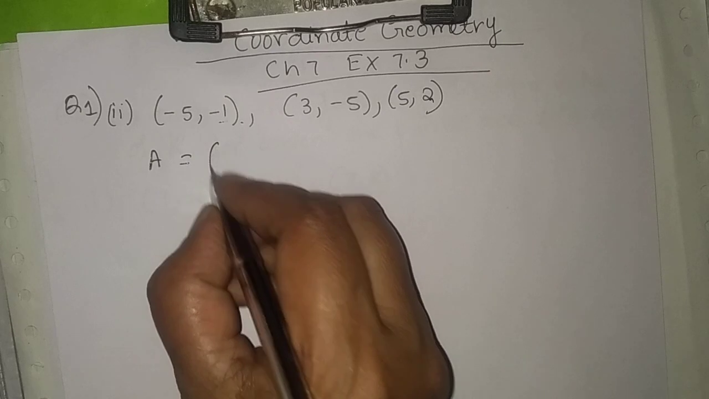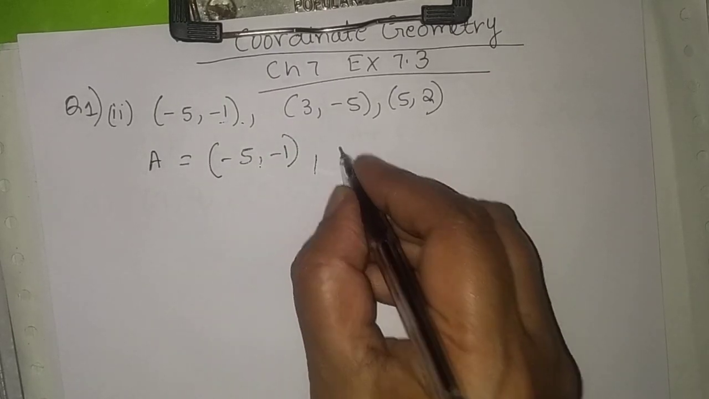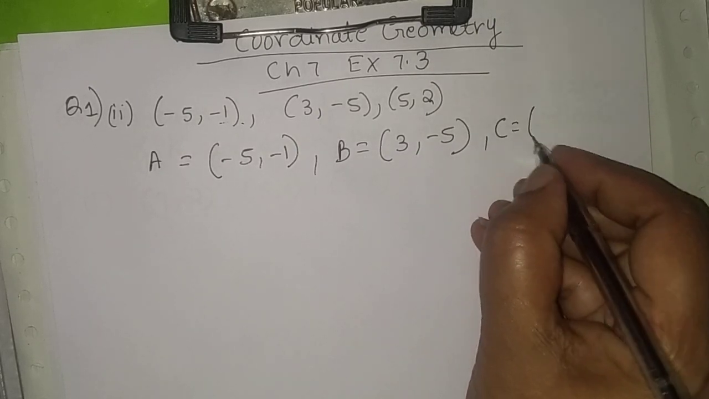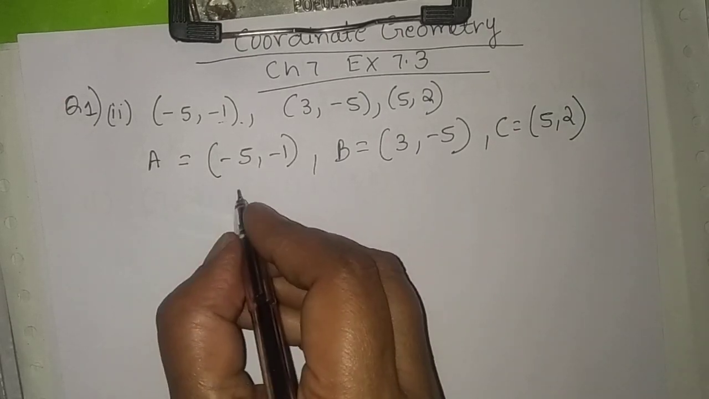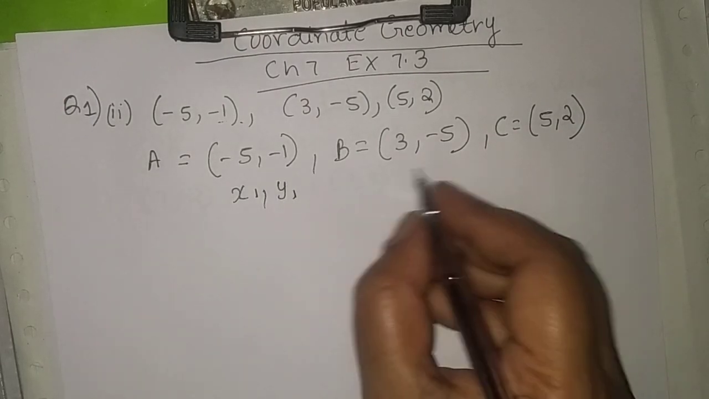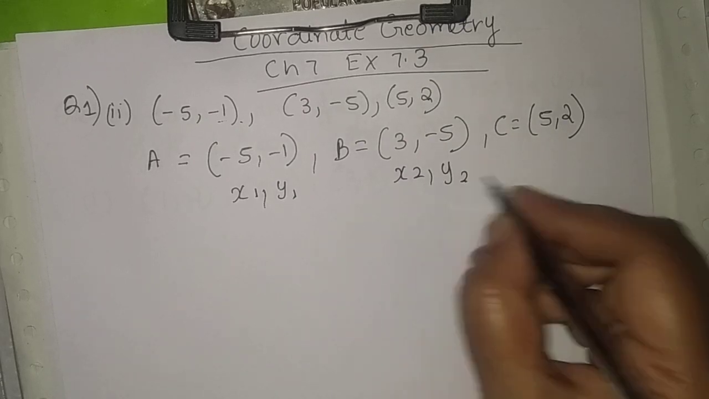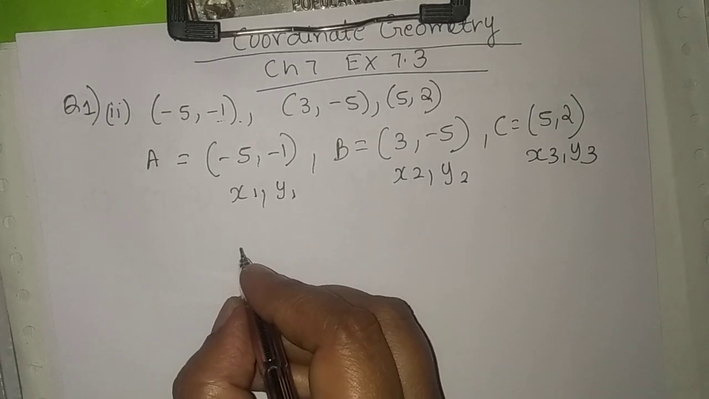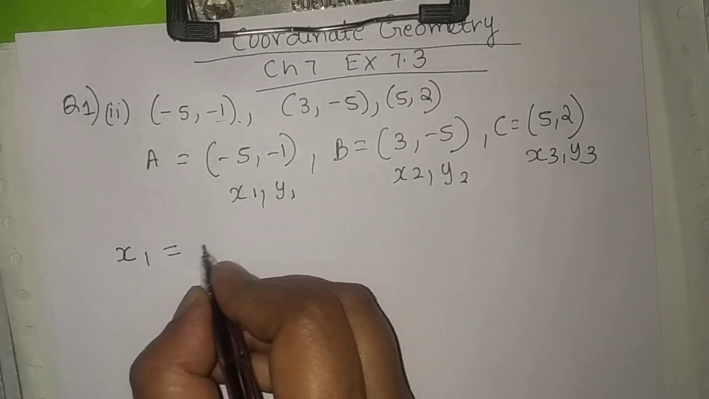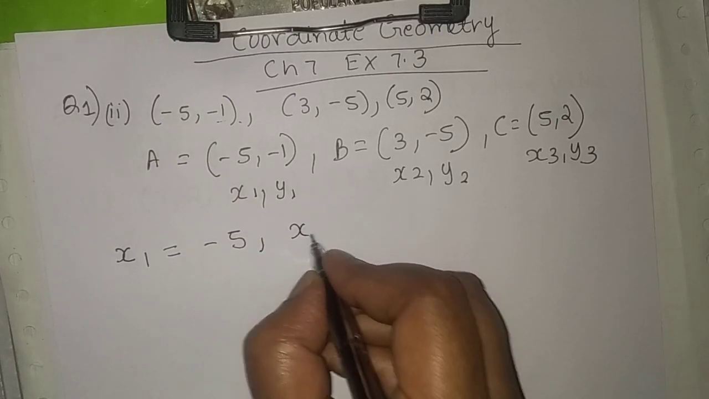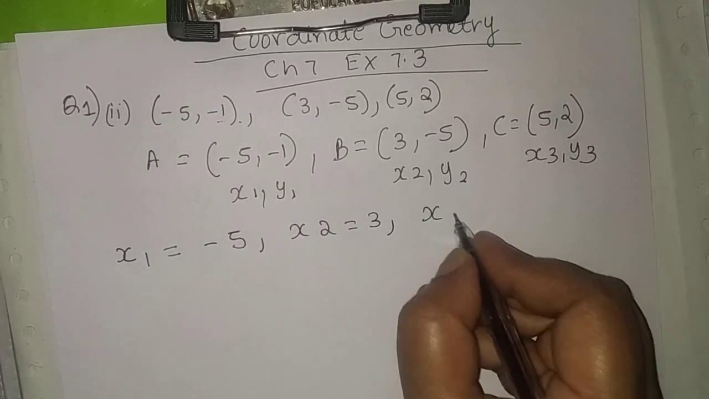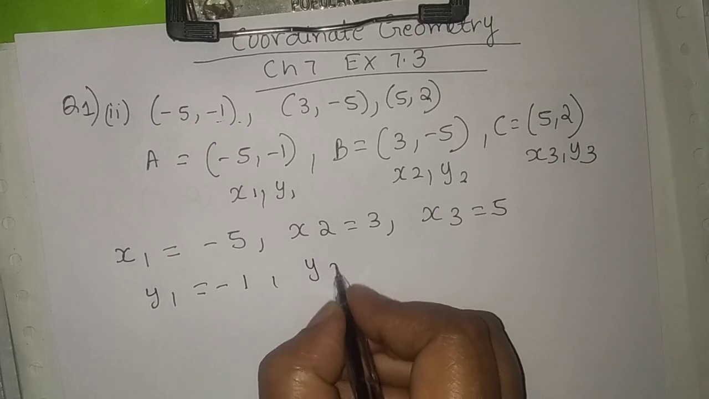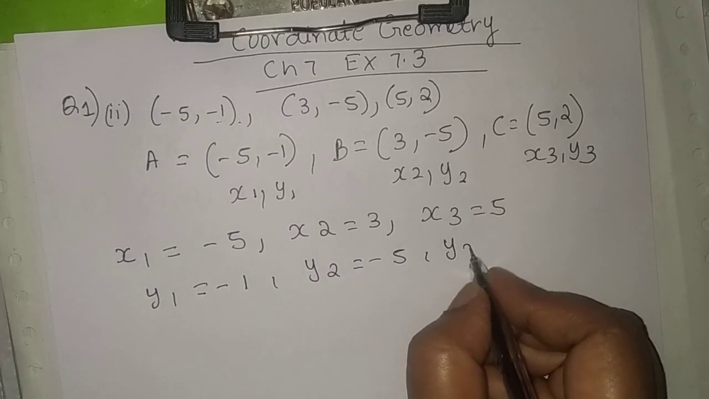We'll write A is equal to (-5, -1), B is equal to (3, -5), then C is equal to (5, 2). Then what are the coordinates? x1, y1, x2, y2, then x3, y3. Therefore, write down the values: x1 is equal to -5, x2 is equal to 3, x3 is equal to 5. Therefore y1 is equal to -1, y2 is equal to -5 and y3 is equal to 2.